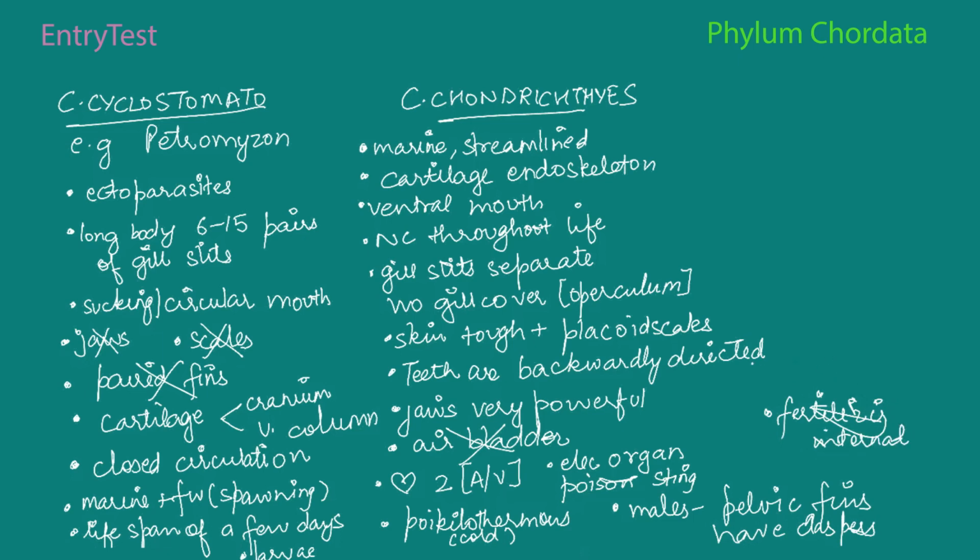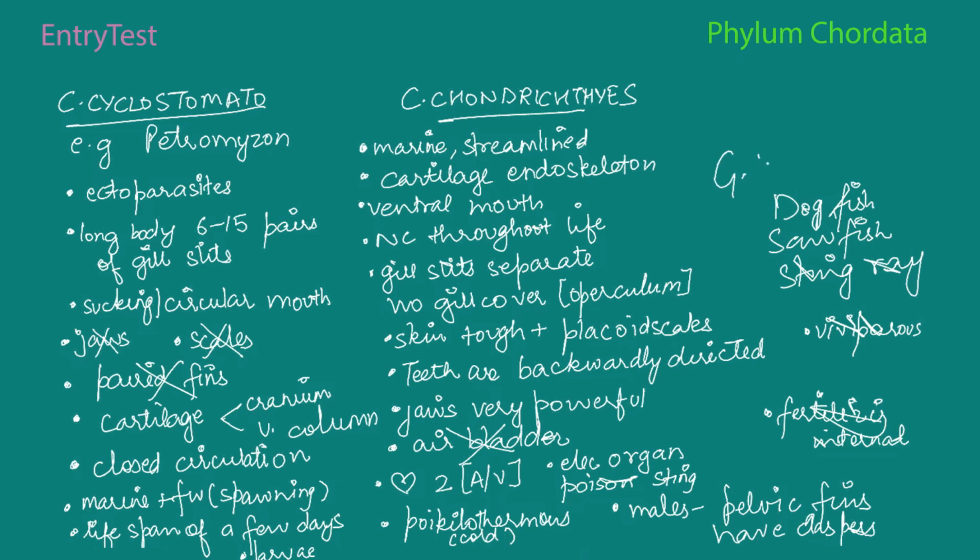Additionally, many of them are viviparous. That means they give birth to live offspring. They don't lay eggs. Examples are dogfish. Another example is sawfish, the stingray, and the great white shark.